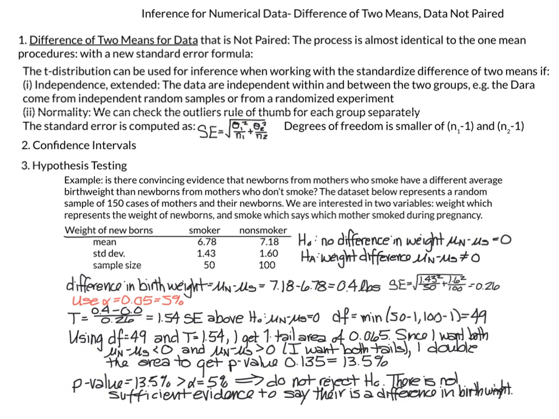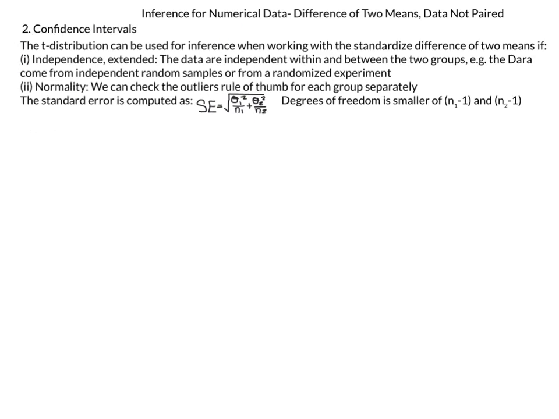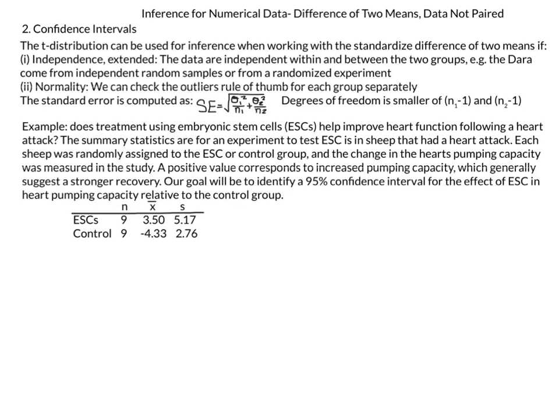So that completes our overview, and we're going to start right in with an example. I have our notes for confidence interval. When we can use the t-distribution, we need to check for independence extended and normality. And our example is, does treatment using embryonic stem cells, or ESCs, help improve heart function following a heart attack? The summary statistics down below are for an experiment to test ESCs in sheep that have had a heart attack.